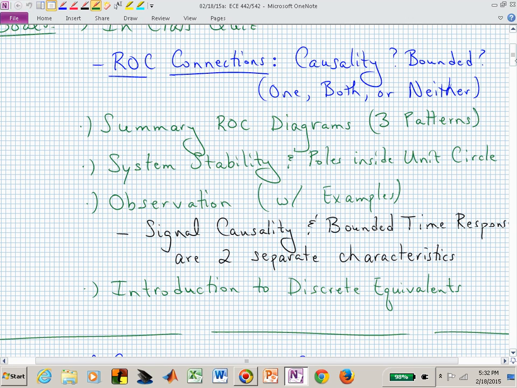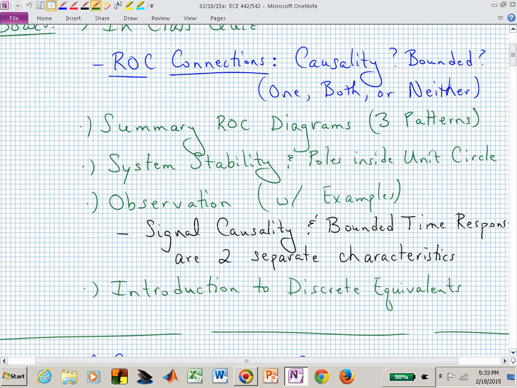We'll make some observations after that, or an observation with examples. And one thing I want to stress is that causality and boundedness are disconnected. They're not necessarily always the same. You can have a causal system that's bounded or a causal system that's unbounded, and you could have a non-causal system that's bounded and unbounded. They're not connected necessarily or always paired up.